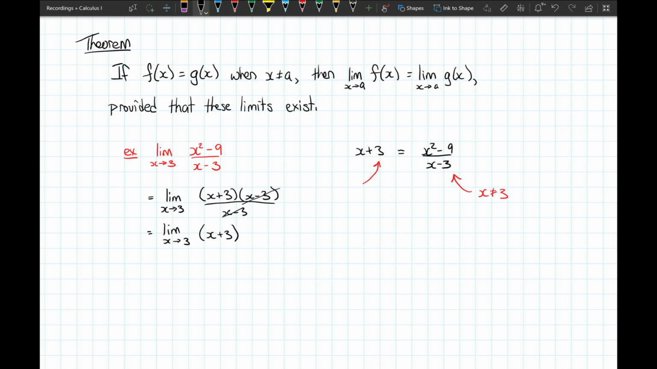And using this theorem, now that we've got the limit of x plus 3 as x approaches 3, if that limit exists, and it does, it equals 6 by using direct substitution, then we know that the original function, x squared minus 9 over x minus 3, will also have a limit as x approaches 3 equal to 6. So that's how that limit's going to help us get around problems where we can't use direct substitution.